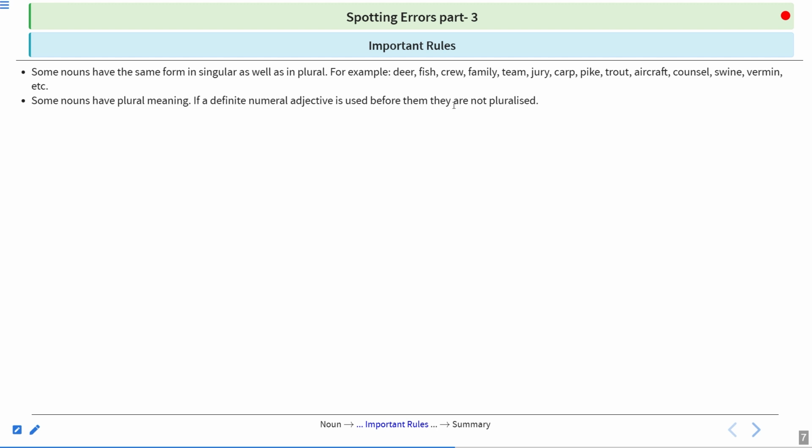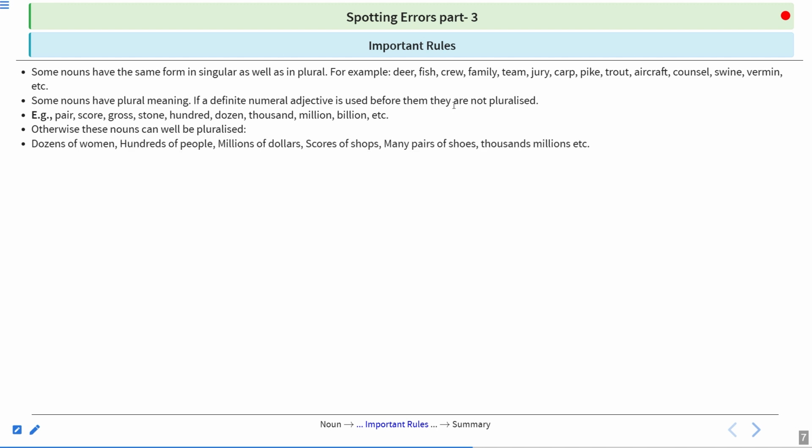Some nouns have plural meaning if a definite numeral adjective is used before them. Example: pair, score, gross, stone, hundred, dozen, thousand, million, billion, etc. Otherwise, these nouns can be pluralized in expressions like dozens of women, hundreds of people, millions of dollars, scores of shops, many pairs of shoes, thousands, millions, etc. So you can pluralize them by using expressions like dozens of, hundreds of.